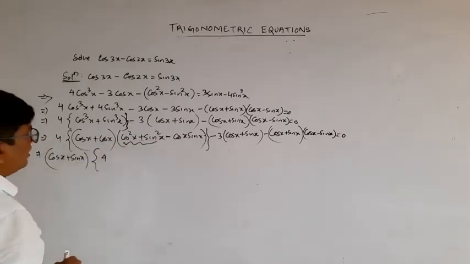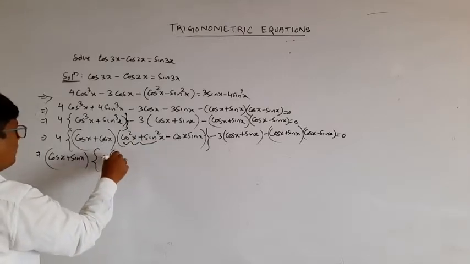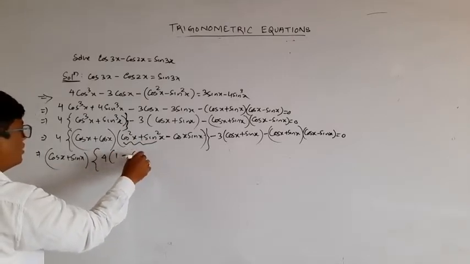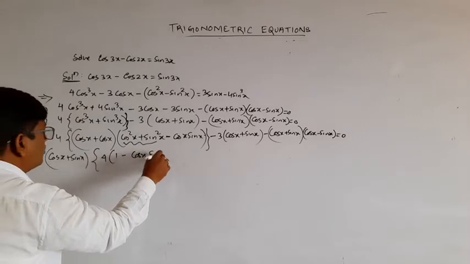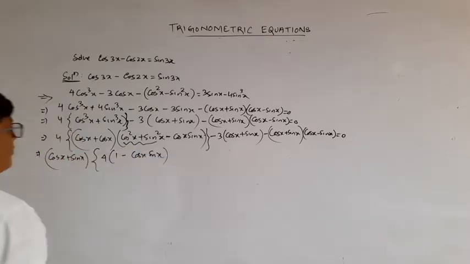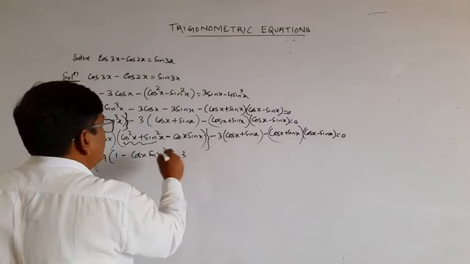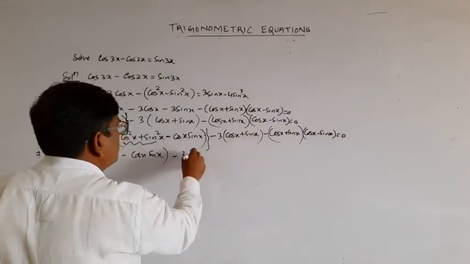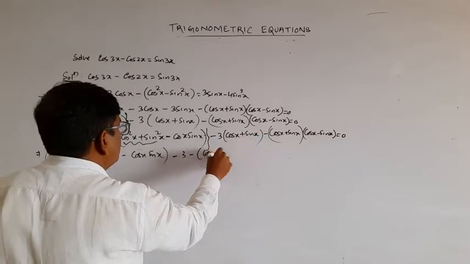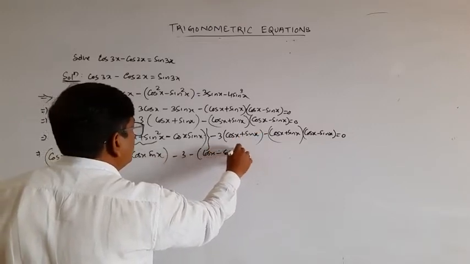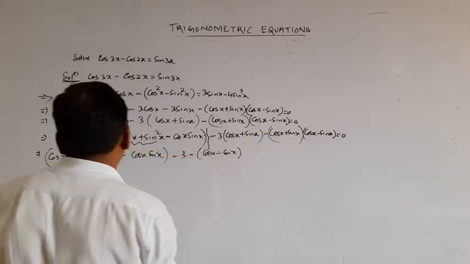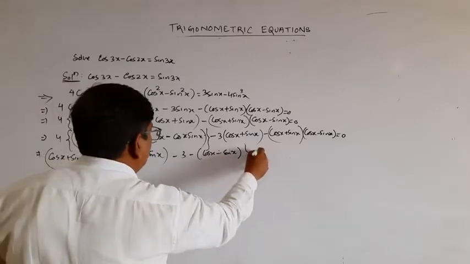Cos square x plus sin square x is 1, minus 4 cos x minus cos x into sin x, plus this is minus 3, and this is what? Minus of cos x plus minus sin x is equal to what? 0, is equal to 0.